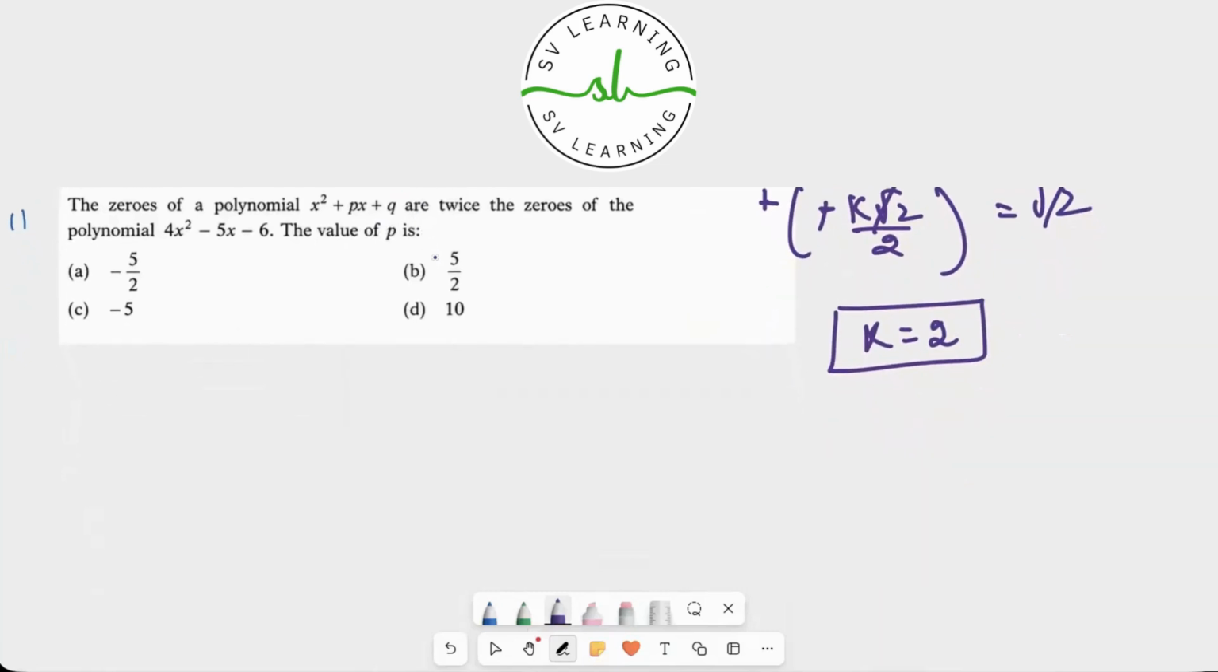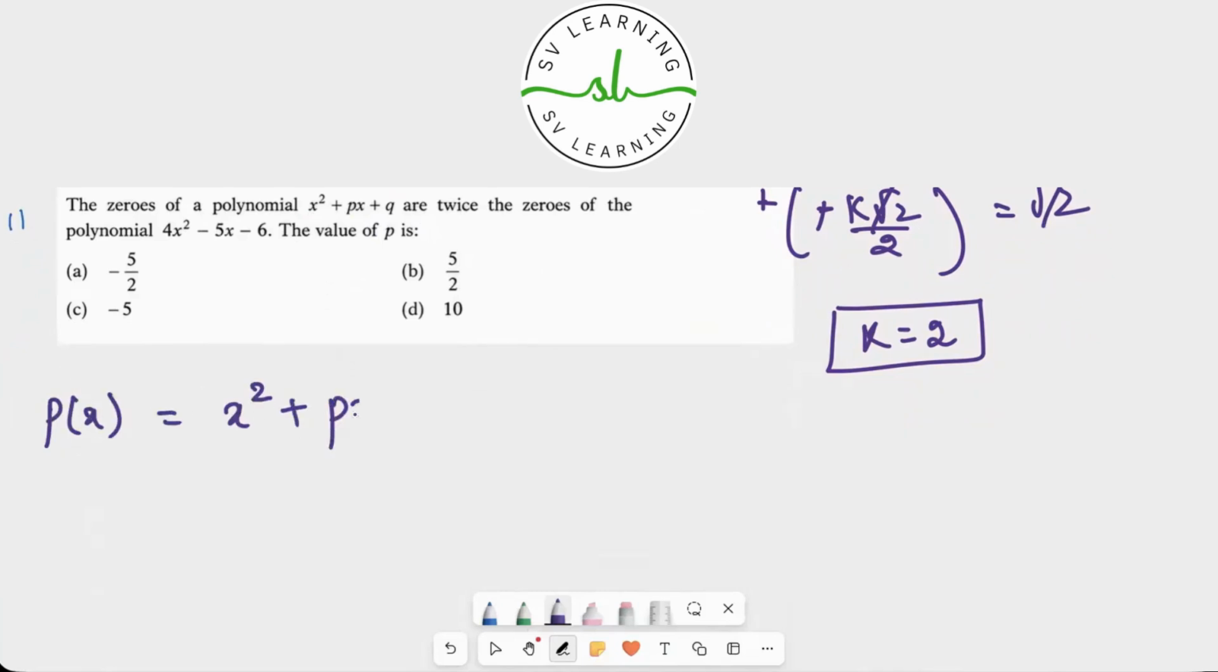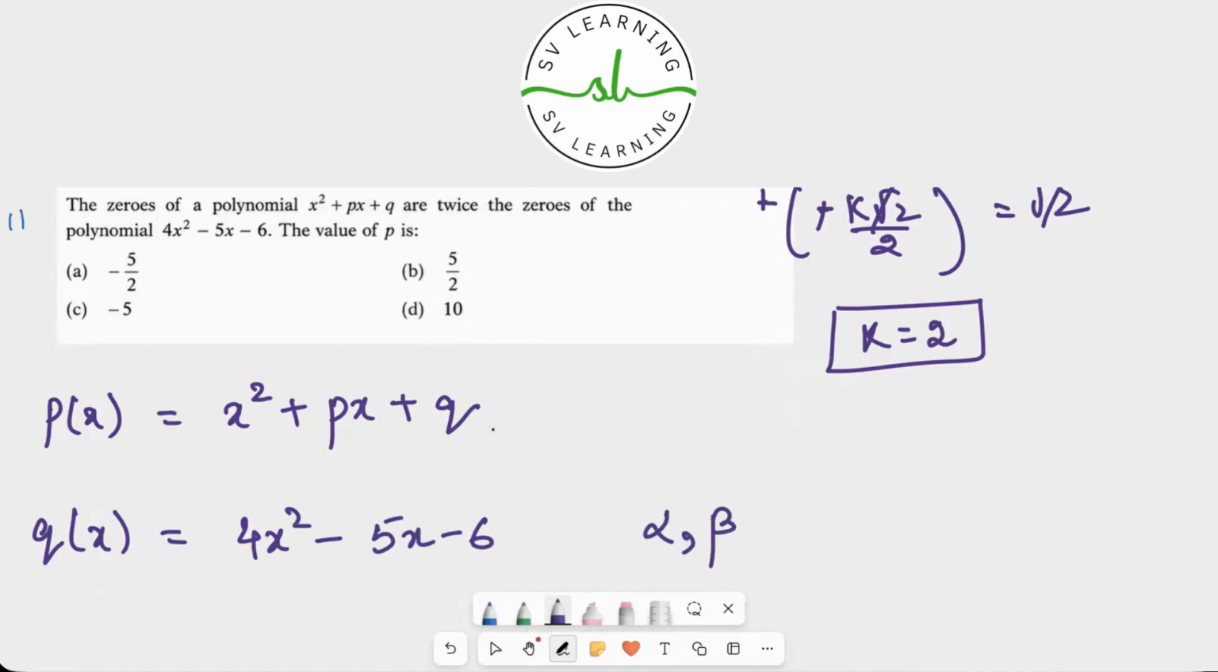Then the last but not the least for this one, zeros of this polynomial. So let's say this is p(x), x square plus px plus q. The zeros of this polynomial are twice the zeros of this next polynomial. So if I consider the zeros of q(x) as alpha and beta, that means the zeros of the first polynomial are 2 alpha and 2 beta. That is what the statement is saying. The zeros are twice of this. So I'll go to the second one first.